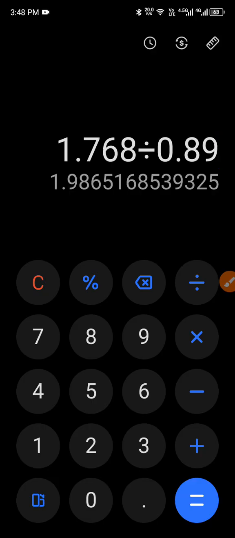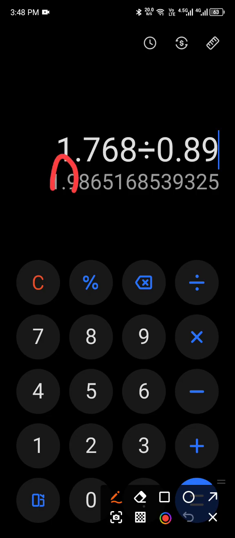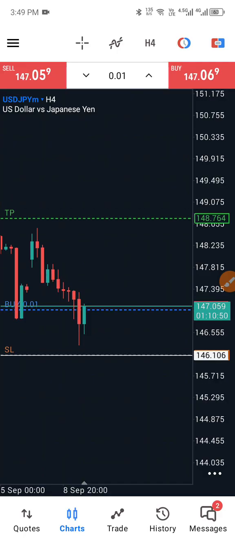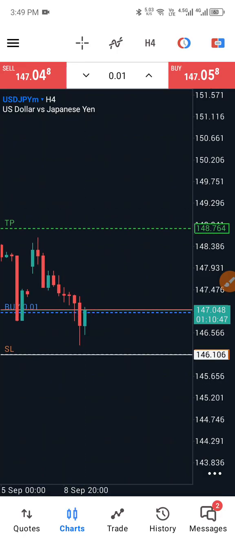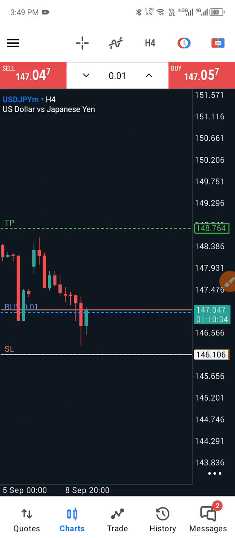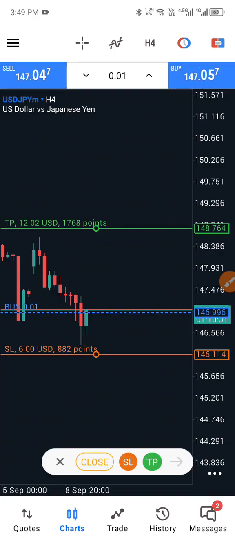Now approximately, remember your math can approximate this to give you 2. What this simply means is that your reward is two times your stop loss. 1:2 simply means, for instance, the stop loss here, if you tap on it, is $6, while your take profit is $12. So that simply means you are gaining two times what you risk. That's just it.